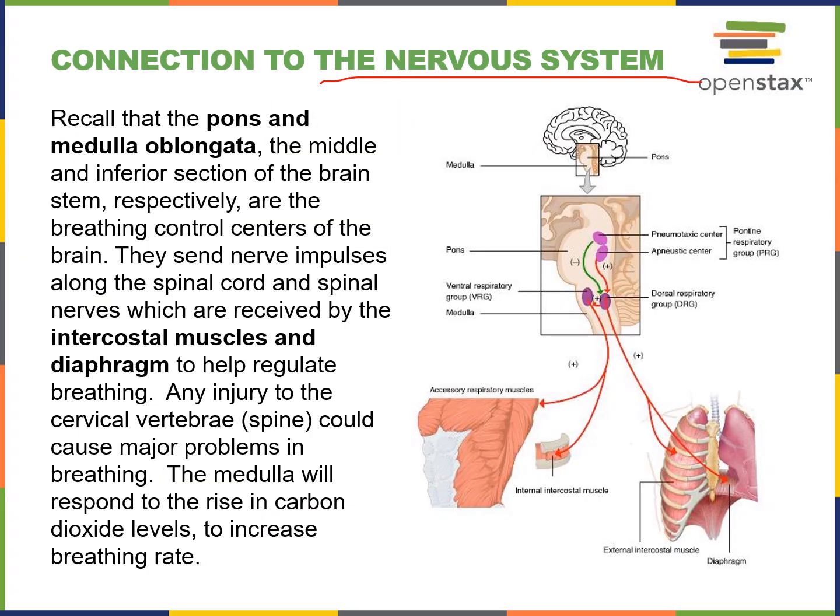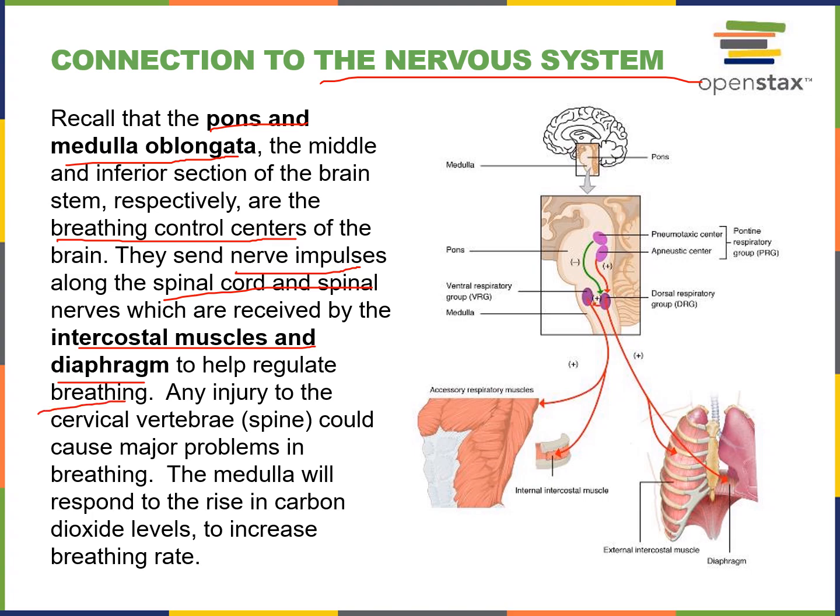Now, a connection in terms of how breathing is regulated, you probably remember from our study of the nervous system that we had 2 structures in the brainstem, the pons and the medulla oblongata. And these have centers, special nervous system structures that help to control our rate of breathing. What they do is they send nerve impulses along the spinal cord and spinal nerves to the intercostal muscles and to the diaphragm to help regulate breathing.